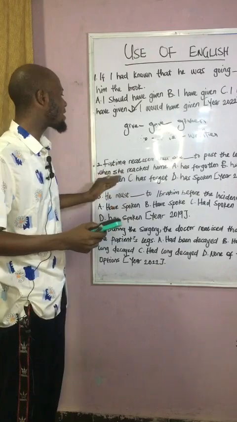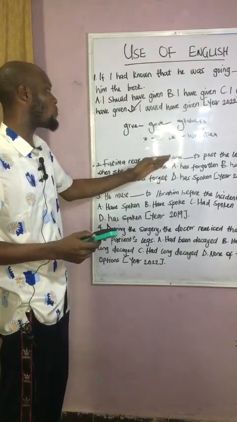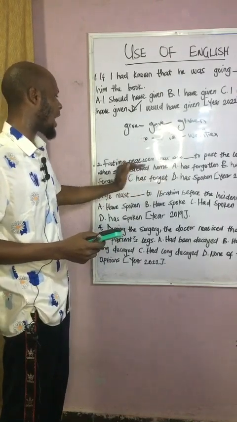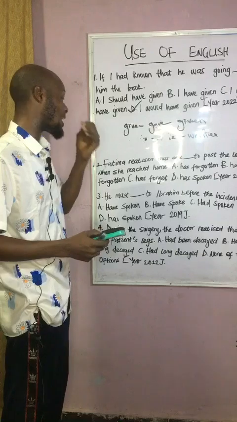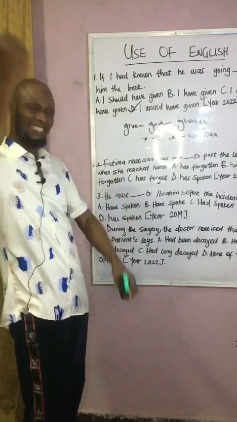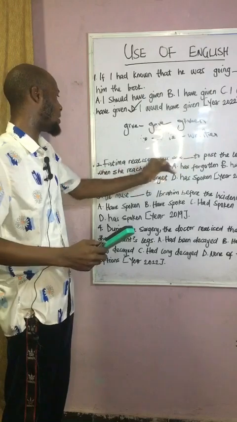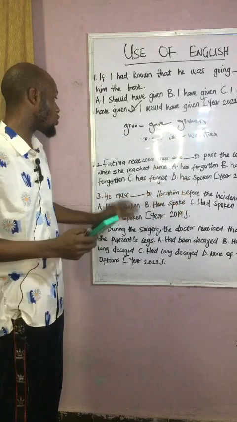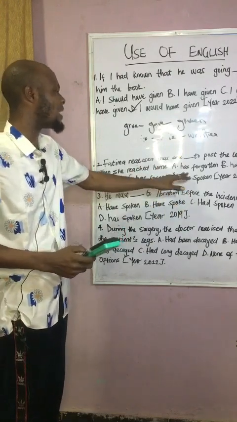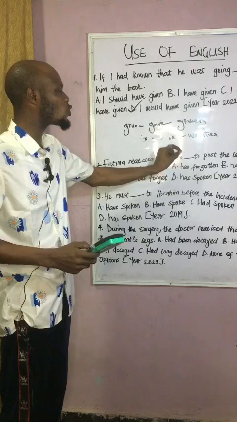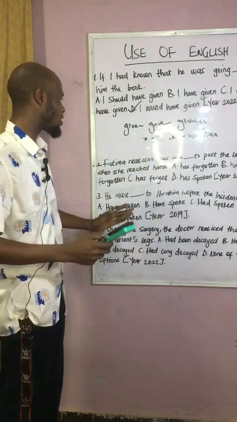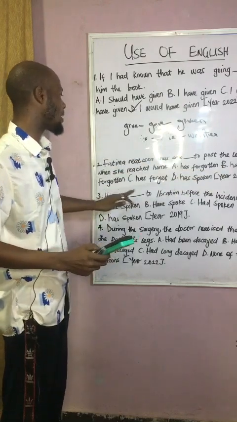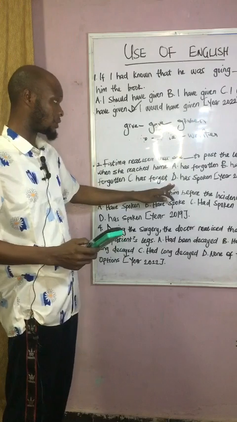Number two, Fatima realized that she dashed to post the letter when she reached home. This particular event that happens here is an event that has happened in the past. That shows that this particular event has happened. As such, we are to choose a particular verb here that will suit this sentence grammatically. As such, we have as forgotten, had forgotten, as forgot or forget.